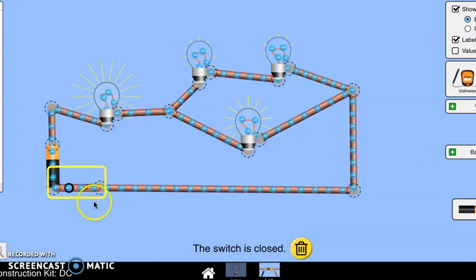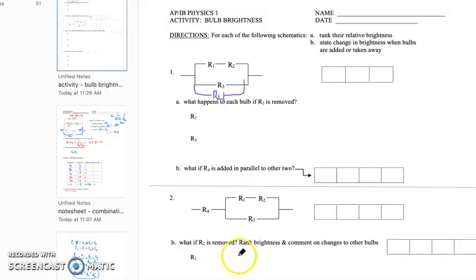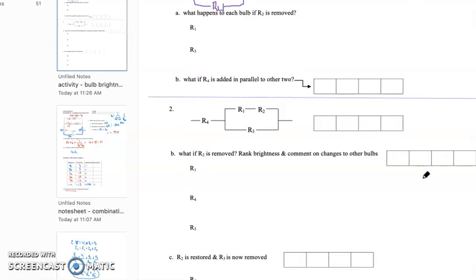Now, a variation on this is what happens if we unscrew certain light bulbs. So let me go back to this. Now we're going to see what happens for three different situations. What if R2 is removed? In other words, we unscrew light bulb R2. We take that out and don't reconnect. Rank their brightnesses and then state how R1, R4, and R3 will change, if at all.